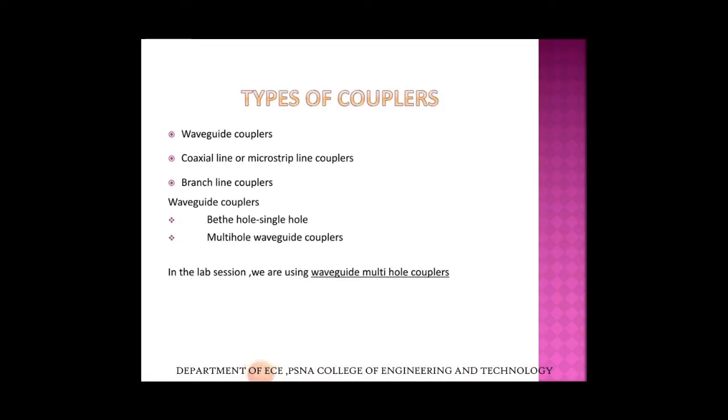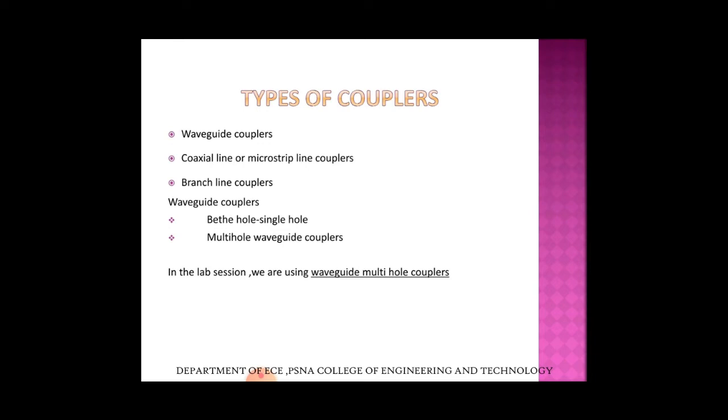Now we are moving to the types of couplers. There are three types of couplers called waveguide couplers, coaxial line or microstrip line couplers and branch line couplers. In these, waveguide couplers are forward couplers whereas coaxial line or microstrip line couplers are backward couplers.